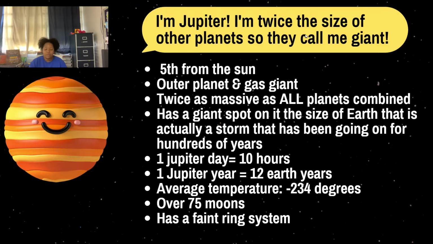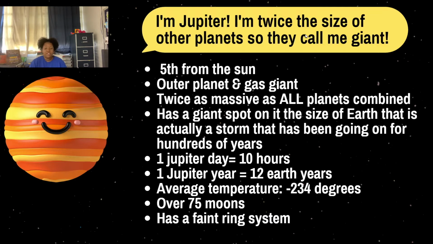One day on Jupiter is actually pretty shorter than ours. It's about 10 hours, so a little less than half the time. Now, the years on Jupiter, on the other hand, a little bit longer. One Jupiter year is equal to 12 Earth years, so very, very long.